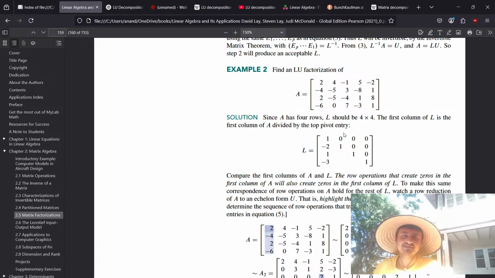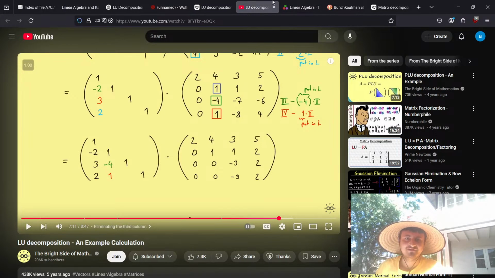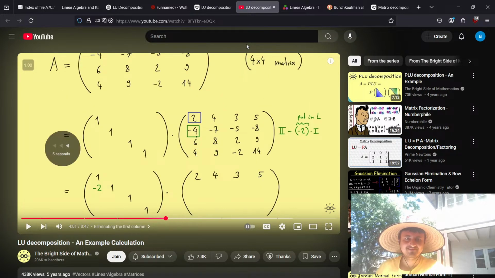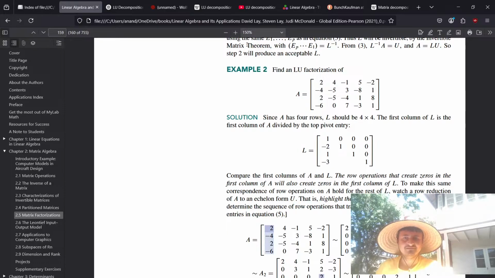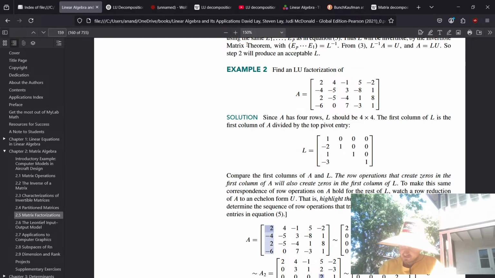Wait, I think that this is the same example that he did here. Is it not? Oh, it's close though. Okay, so I'll just write it down.